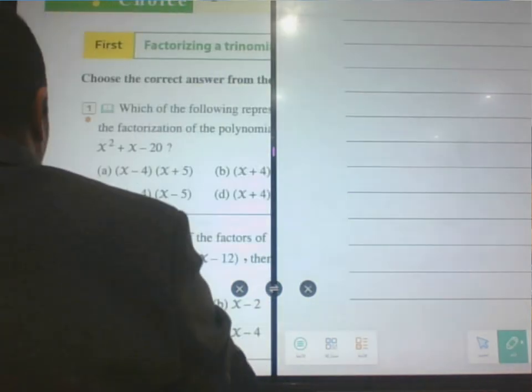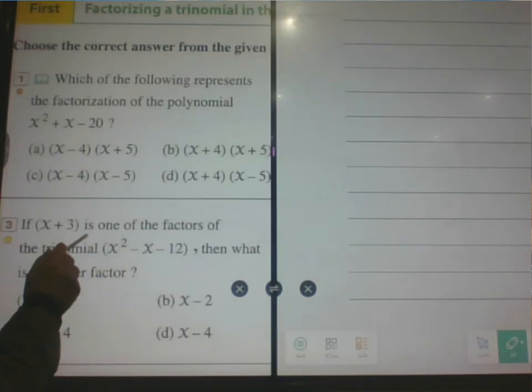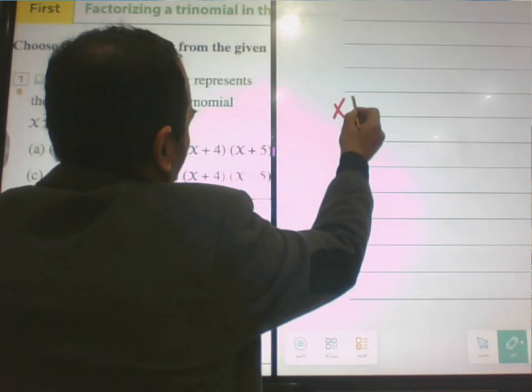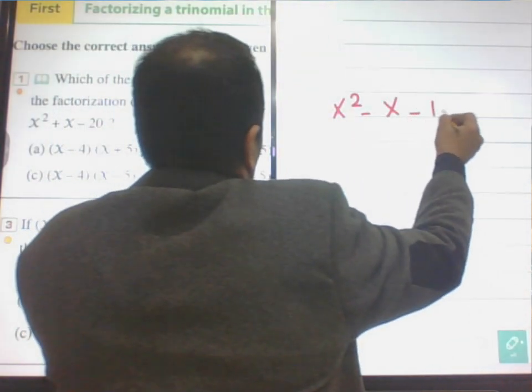Next question. Number 3. If x plus 3 is one of the factors of the trinomial x power 2 minus x minus 12, what is the other factor? We can factorize the expression x power 2 subtract x, subtract 12.